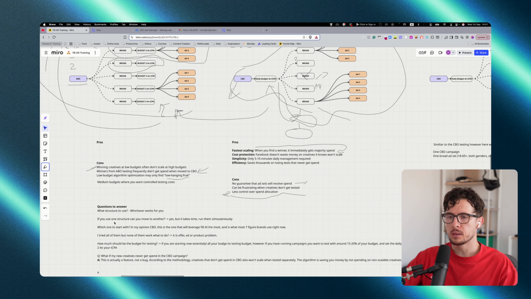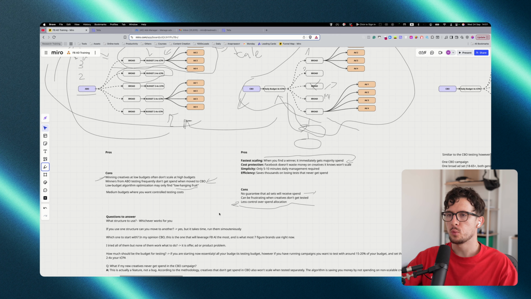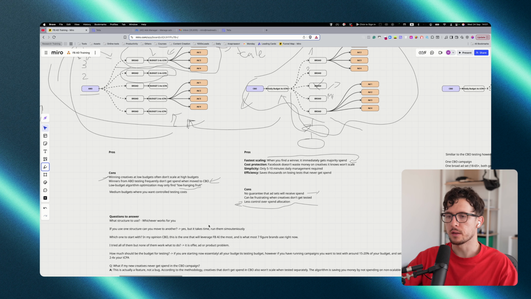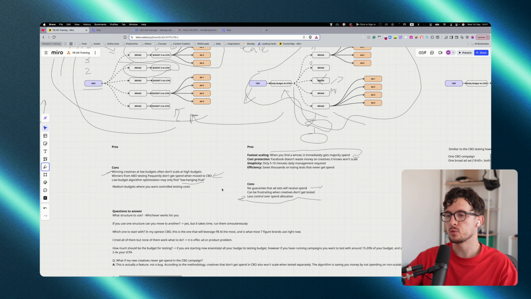If you use one, can you move to another one? And the answer is absolutely yes, but it will take some time. Usually when I'm transferring from one structure to another, I run them both simultaneously for some time to see which one is giving better results and is more stable over time. That's why it can take some time.